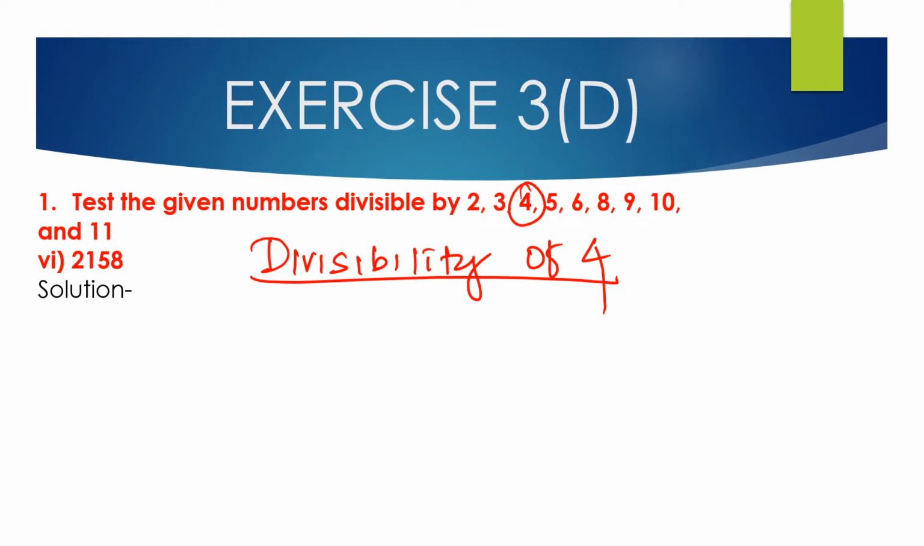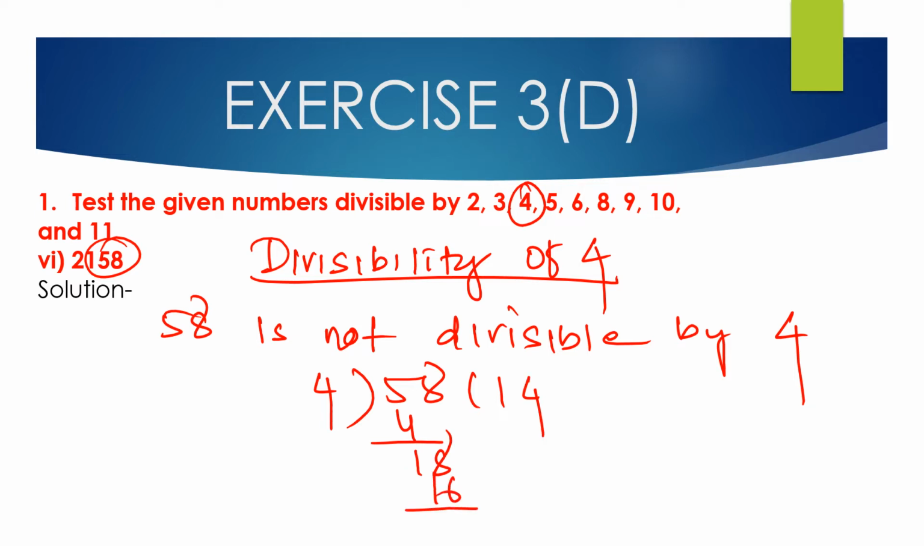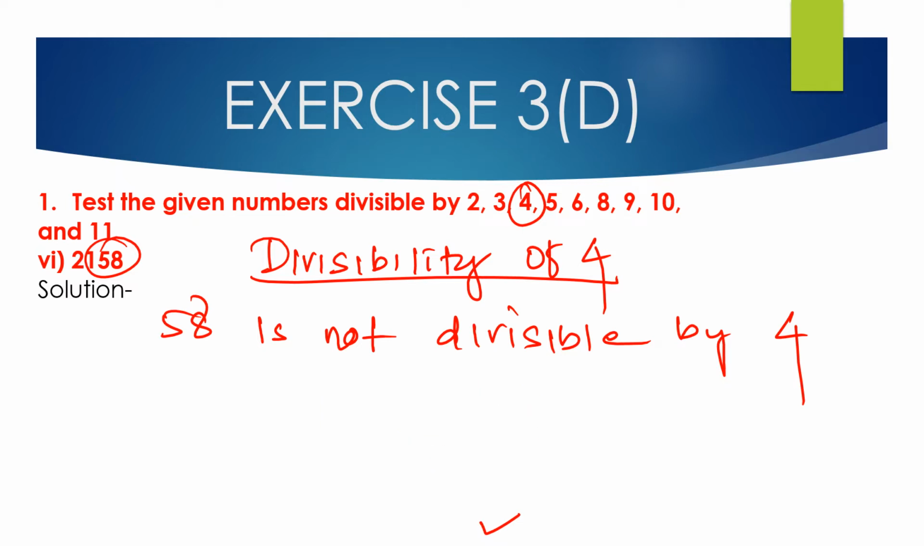If the last two digits of any number are divisible by 4, then the number is divisible by 4. The last two digits of the number 2158 are 58. And 58 is not divisible by 4. Because if we divide 58 by 4, then 4 1s are 4, 8, 4 4s are 16, 18 minus 16 is 2. 2 is the remainder. So 58 is not divisible by 4. So this number 2158 is not divisible by 4.